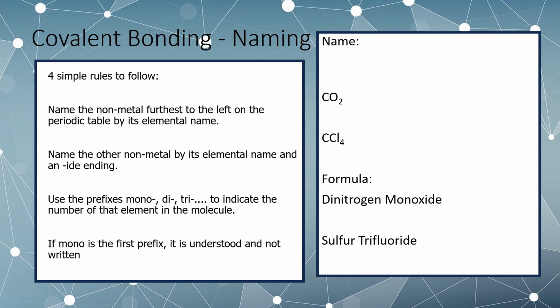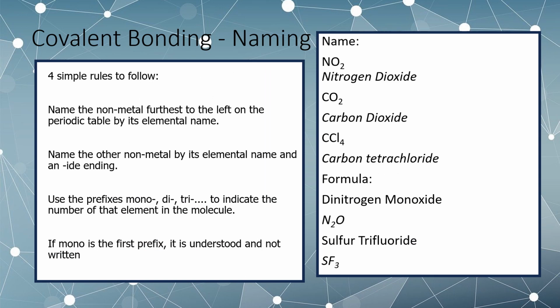Writing the formula for the provided names. Okay, let's go through the answers for these ones. So we have NO2. So we know our first one is going to be nitrogen because that's the furthest left on the periodic table. And we have 2 oxygens, so it's going to be dioxide.